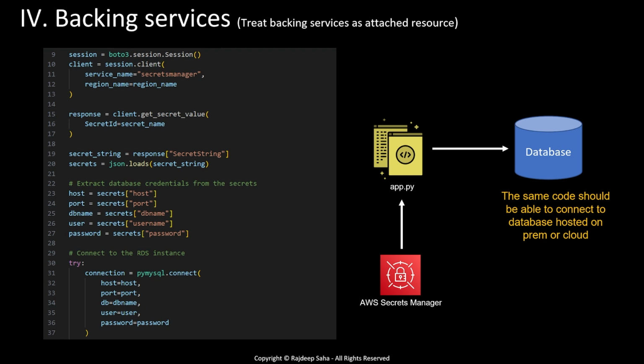So the code for a 12-factor app makes no distinction between local, on-prem services, or even cloud services. To the application, all of these are attached resources accessed via a URL or other locator or credential stored in the config. If you want to swap out your local MySQL database with a managed one such as Amazon RDS, all you need to do is basically go to the Secrets Manager and change or add extra configuration for the cloud.